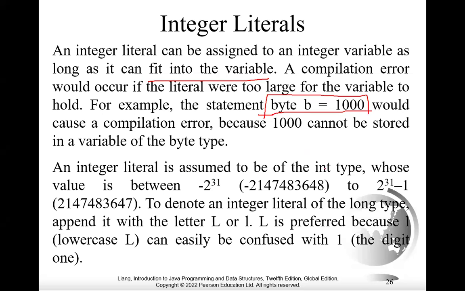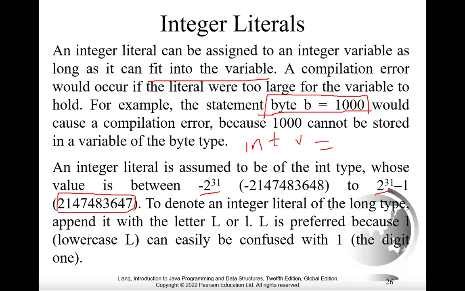An integer literal is assumed to be of the int type, whose value is between minus 2 raised to the power 31 and plus 2 raised to the power 31 minus 1. So what this means is if you make a variable, int v, and you want to assign a value larger than this, your code will not compile because this is the largest value you can put in an int. So if you want something larger than this, then you should use a long.